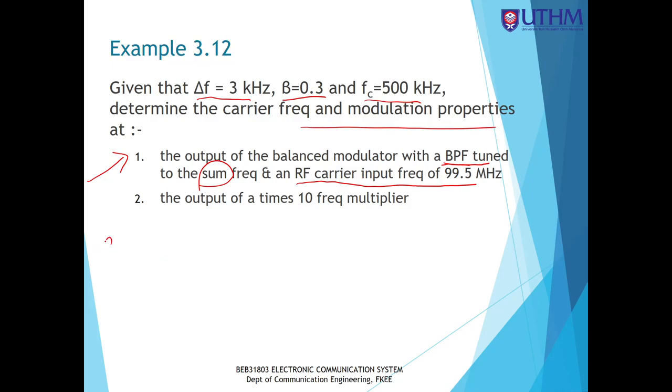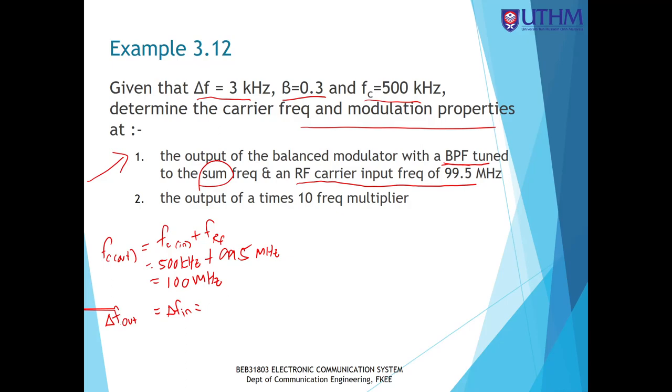So the first one, we can find what is the FC out. Remember FC out is equal to, since we tune to the sum, FC in plus FRF. In this case, 500K plus 99.5 megahertz. So you're going to produce FC out equal to 100 megahertz. And then delta F out remains the same as input, equal to delta F in, which is equal to 3 kilohertz.